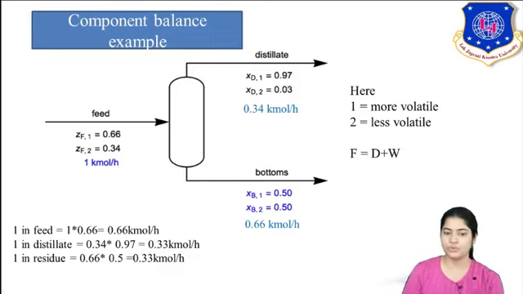Similarly for residue: the molar flow rate of residue into the mole fraction of the more volatile component in residue. So 0.66 into 0.5 is 0.33 kilomole per hour. So you can see how much you have extracted. Be clear with the material balance, because in sums you have to be very clear with the component and overall material balance. This is a rough idea of how you will carry out your material balance.